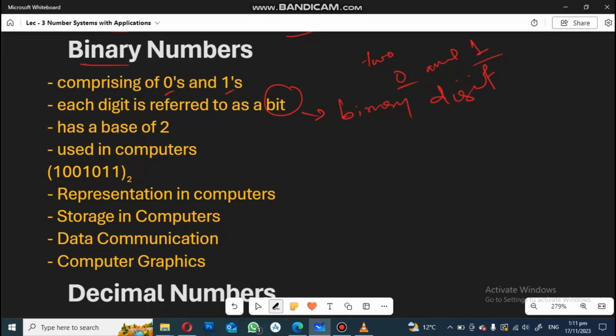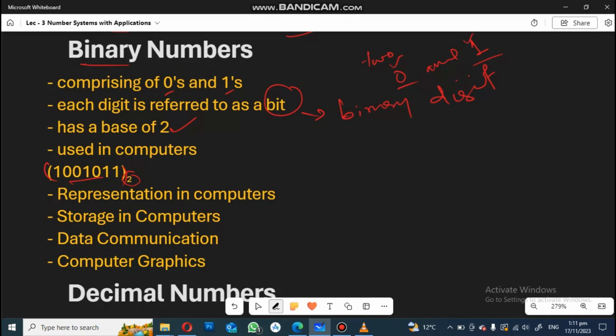These have a base of 2, as we have only two possible values. If you are trying to write any binary number like the one I've written here, you will enclose it in parentheses, and then you write a small 2 as the base, which represents that this number is a binary number.